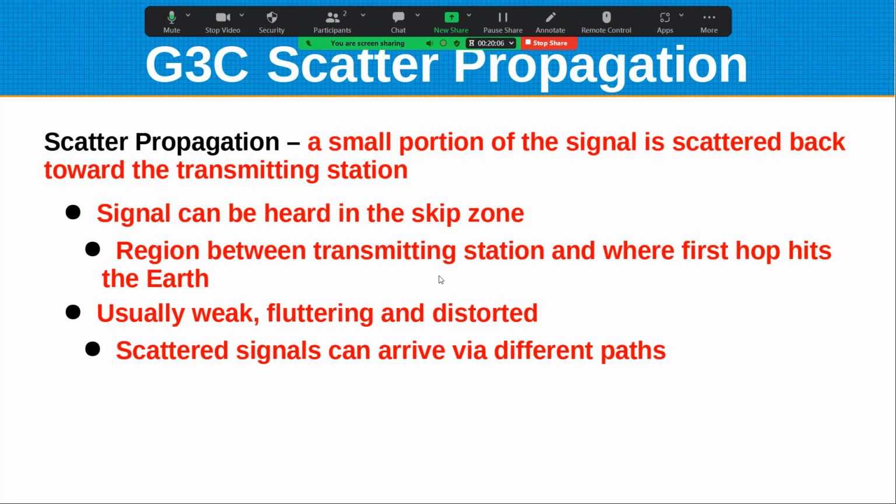One thing it does allow you to do is receive a signal in the skip zone. When you're propagating and refracting your 2,500 miles, let's say, well, that space between where you are and the 2,500 miles away where it's coming back to the Earth, nobody's going to hear that signal. With scattering, people in that skip zone can possibly pick you up. It's also good if you're in a mountainous region where you couldn't do line of sight and you can't do propagation, but with scattering, you could actually get somebody in a valley on the other side of this hill.